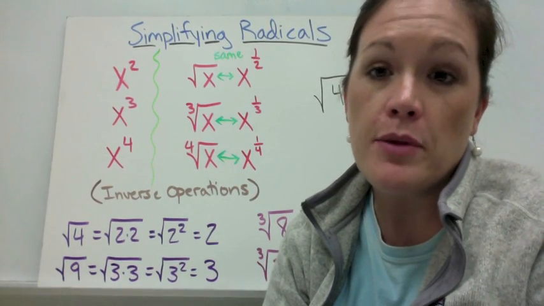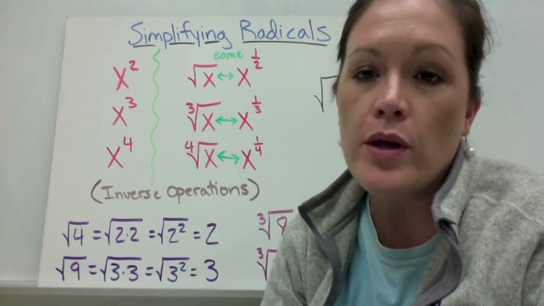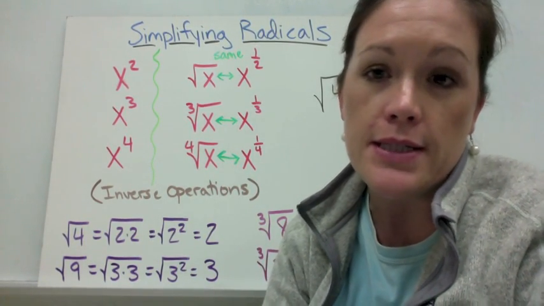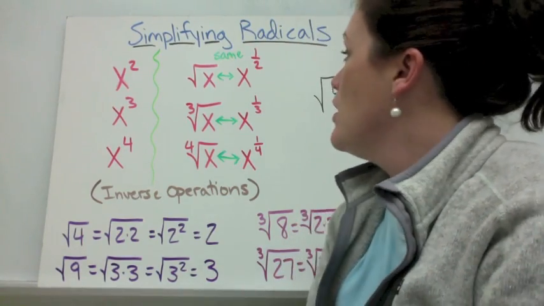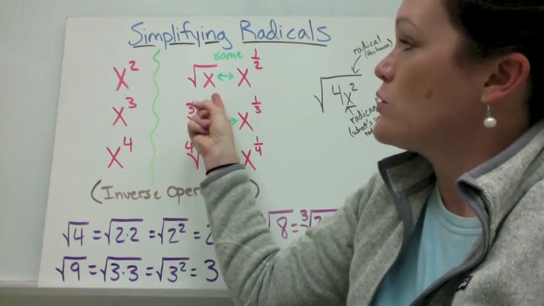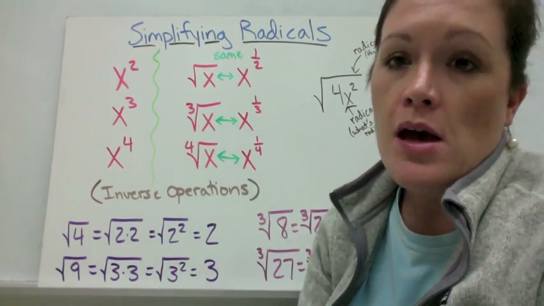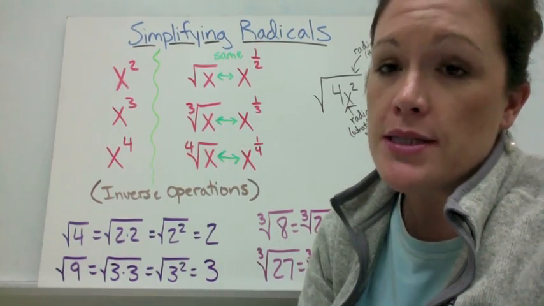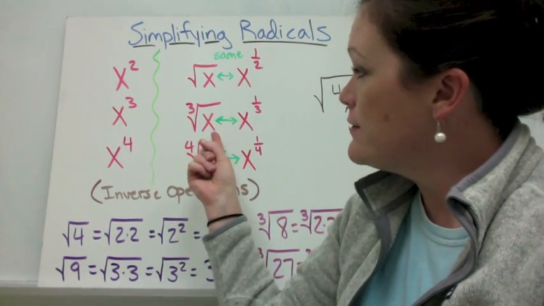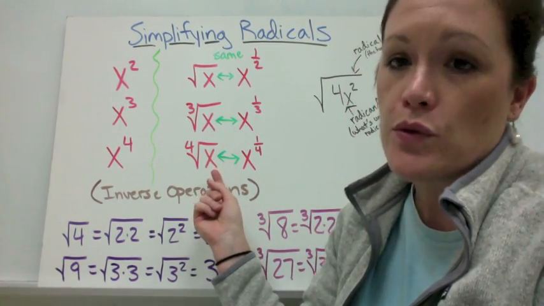Let's talk about simplifying radicals. To start with, let's look at some very basic examples of radicals. Our most basic example is the square root of x. We see that one very often. The other basic example might be the cube root of x. We also have the fourth root of x.